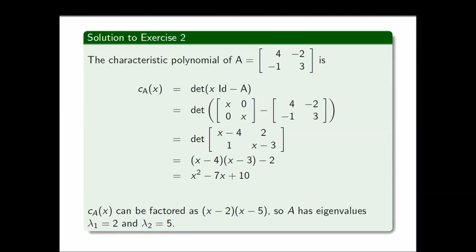Now, remember that we want to find the roots of this polynomial. Now, the quadratic can be factored as (x minus 2) times (x minus 5). So when you set this equal to 0, we get that there are only two roots, x equal to 2 and x equal to 5, and those two are the eigenvalues. So this matrix A has eigenvalues 2 and 5.